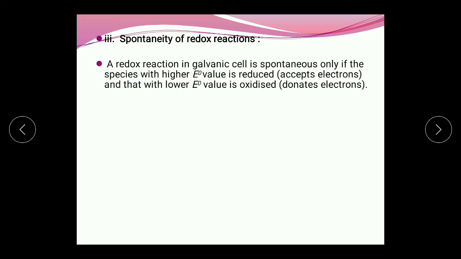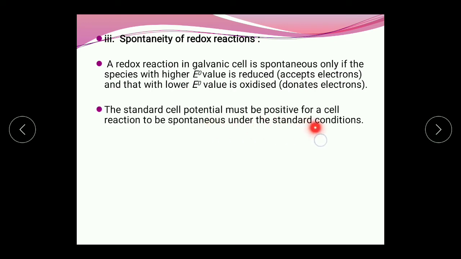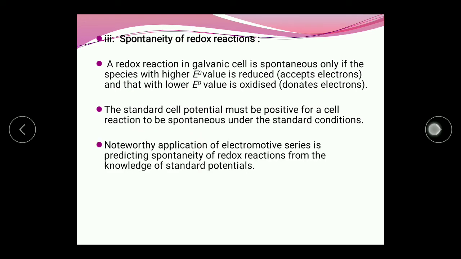Now, because on the left side we are writing cathode values, if the E0 cell value comes out positive, then we can easily say that the cell can work. We can determine the spontaneity: the reaction is spontaneous. And to find out the spontaneity of a reaction, we can use this EMF series. A redox reaction is spontaneous only if the species with the higher E0 value is reduced and the one with the lower E0 value is oxidized. The standard cell potential must be positive for a cell reaction to be spontaneous.